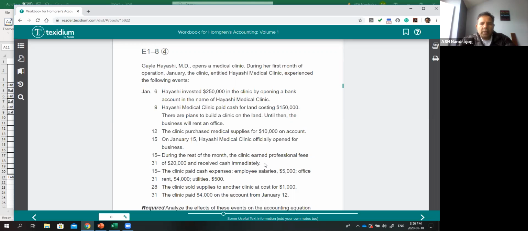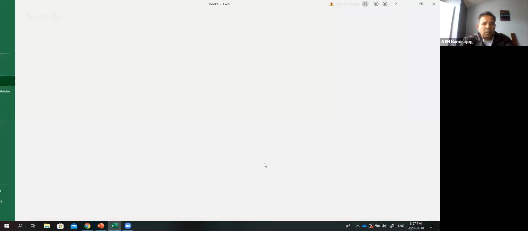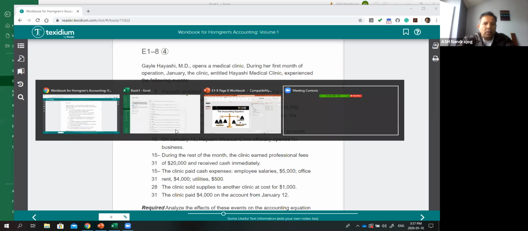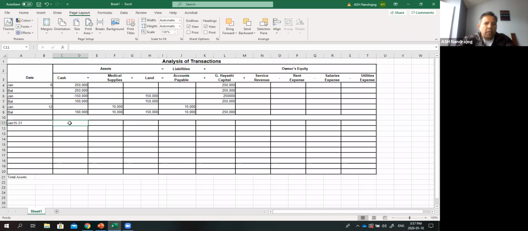So let's make that entry in our worksheet. So we'll say January 15th to 31st, we received cash for $20,000. Cash for $20,000 increased. No change to supplies, nothing. But we recognize the service revenue, which is the right side of the equation. So now our equation still balances.